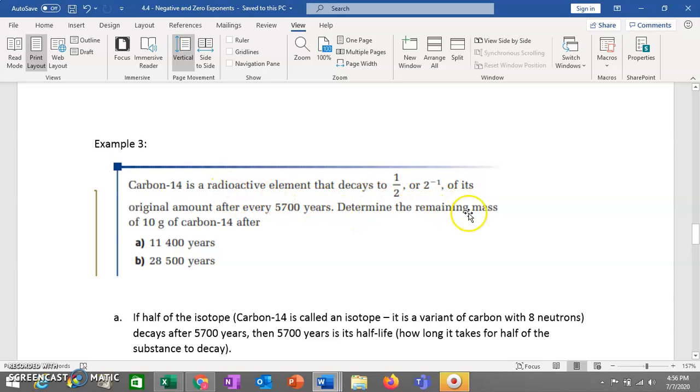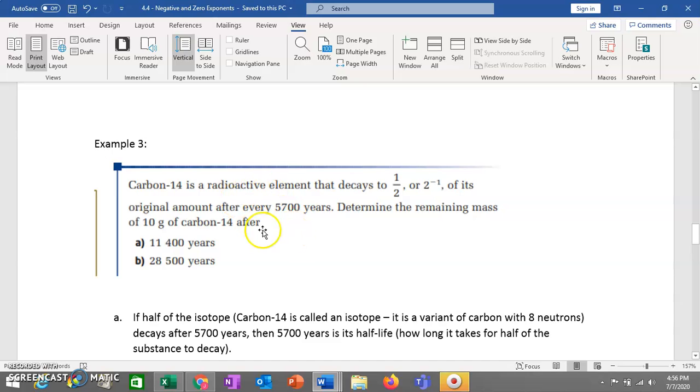So we want to determine the remaining mass of 10 grams of carbon-14 after that length of time. I'm only going to do part A. I'm going to leave part B for you, although the answer is on this sheet, but I haven't showed you how to get it. But the way you get it is pretty much the same as A.